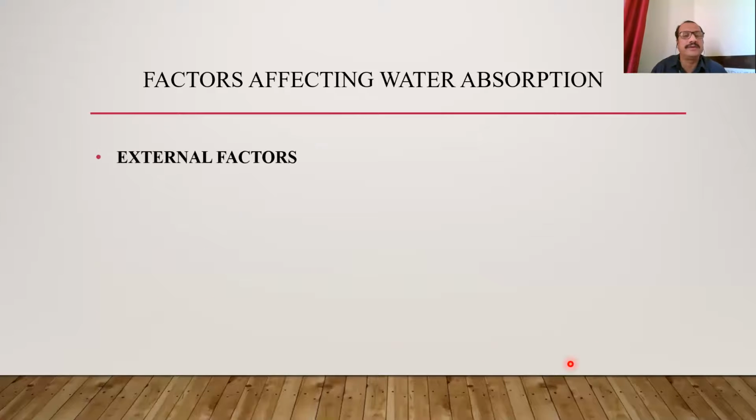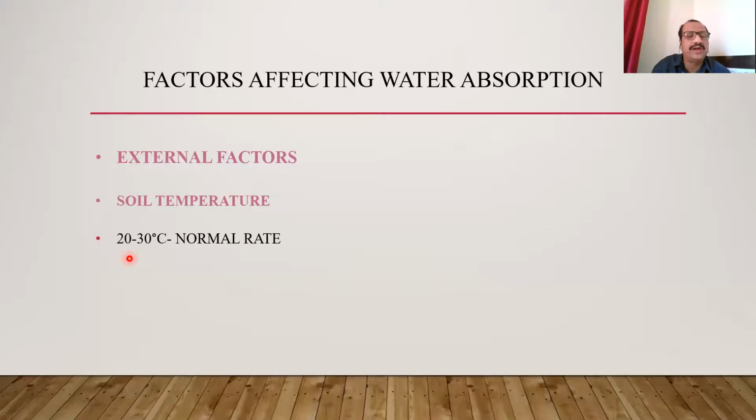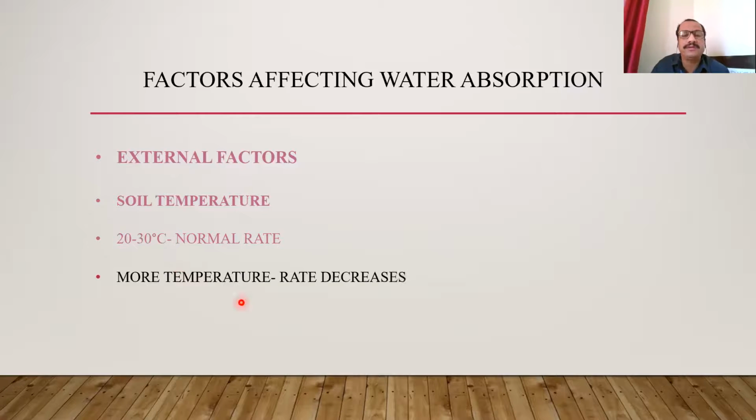The next factor is soil temperature. It is found that a temperature range of 20 to 30 degrees Celsius is suitable for a normal rate of water absorption. It may be up to 35, but 20 to 30 is the ideal soil temperature. If this is the soil temperature, then there will be a normal rate of water absorption. If the temperature decreases below 20 degrees Celsius, the rate of water absorption will decrease. When the temperature increases above 30 degrees Celsius, in that case also, the rate of water absorption will decrease. More temperature means a decrease in the rate of water absorption. What will happen when the temperature increases?